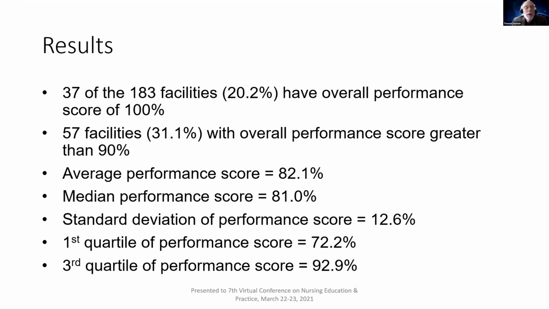So as Chris said, we have 183 hospitals in New York State. And we found that 37 of them, 20%, have an overall performance score of 100%. What that means is that they are on the efficient frontier, or the performance frontier. We can't say that they cannot improve, but we can say that we cannot find evidence that it's possible for them to improve.